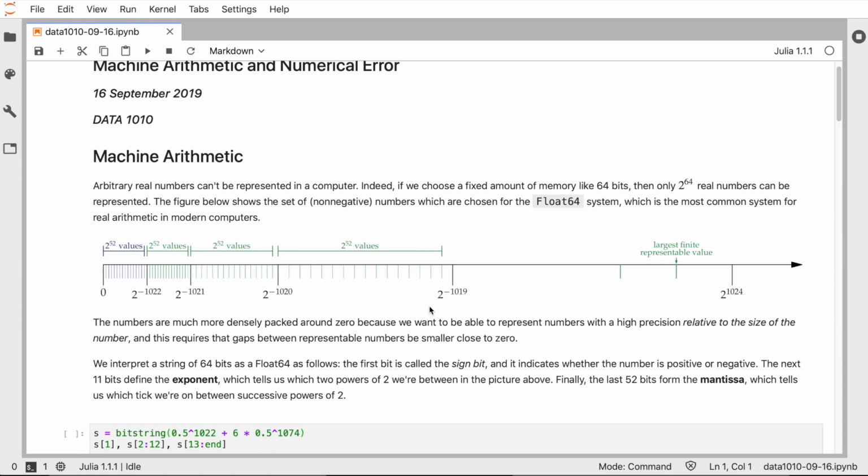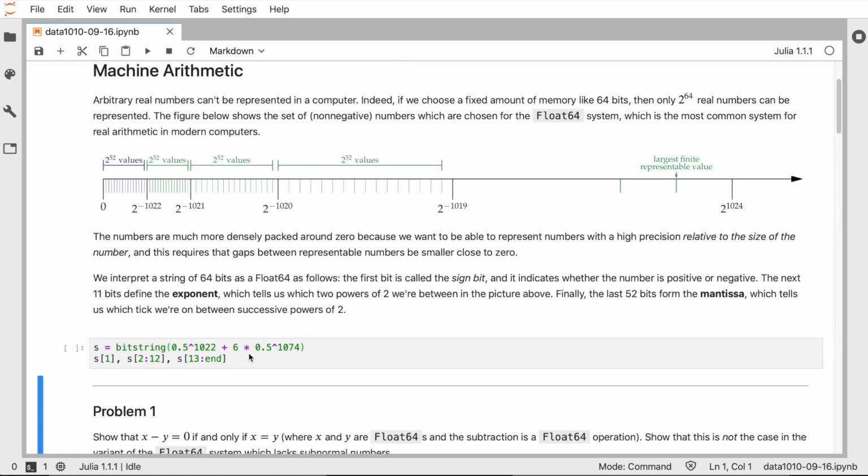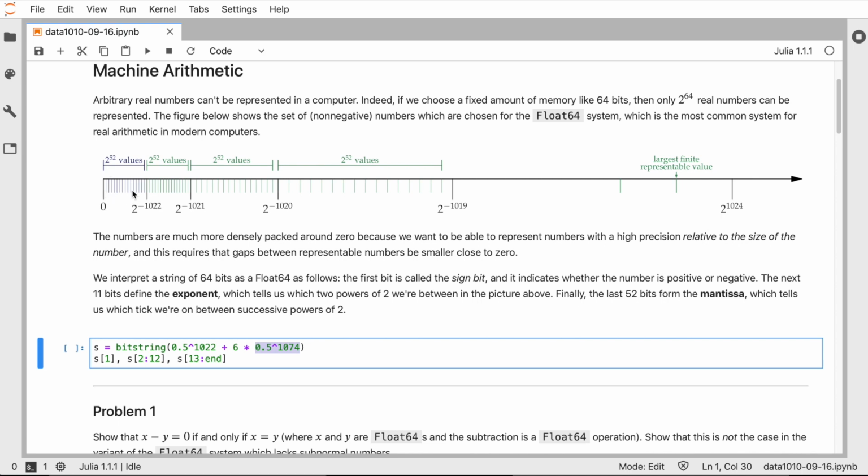Then, once we know which two powers of 2 we're between, we look at the last 52 bits and we count up that many ticks. So for example, if the exponent is 1, so we're between these two powers of 2, and the mantissa is 3, then we count up 3 tick marks, and we would be at this third tick mark here. So for example, if you look at 2 to the minus 1022, so that's this number, and you add 6 tick marks, so 6 tick widths. A tick width in the subnormal range, where these blue numbers are, as well as in this first normal range, is 2 to the minus 1074.